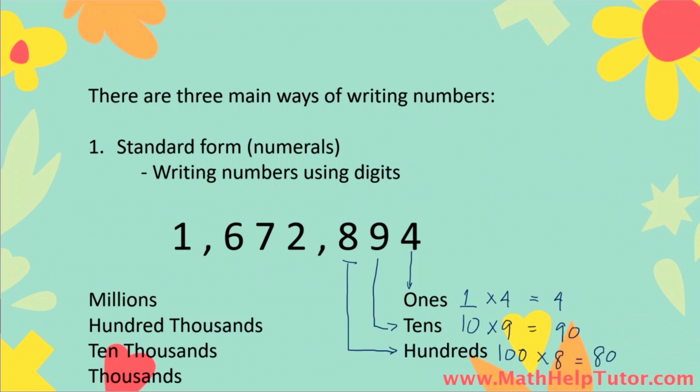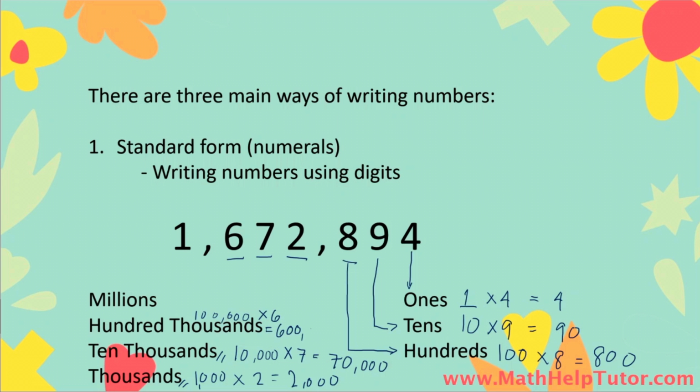value of 800. The digit 2, which is in the thousands place, which has a place value of 1000, has a value of 2000. The digit 7, which is in the 10,000s place, has a place value of 10,000 and has a total value of 70,000. The digit 6 is in the hundred thousands place, which has a place value of 100,000 and has a total value of 600,000. And of course, the digit 1, which has a place value of 1 million, has a total value of 1 million.